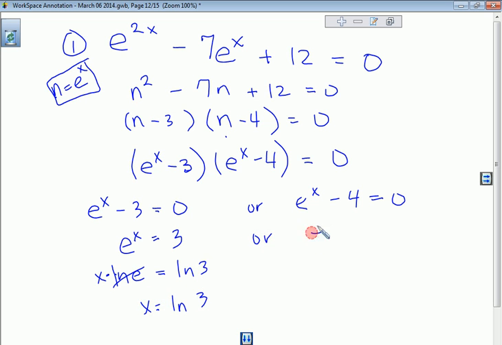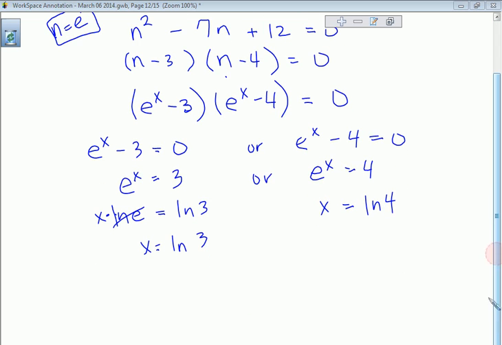Or, here we get e to the x equals 4. We take the natural log of both sides. And so this side simplifies to x. This simplifies to the natural log of 4. So our solutions are x equals the natural log of 3 or the natural log of 4.